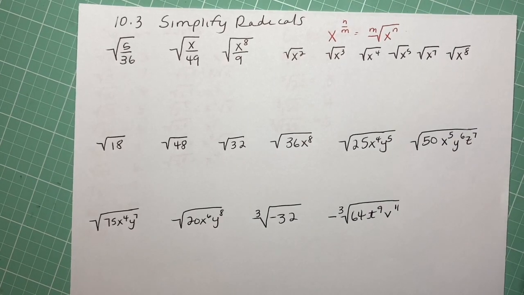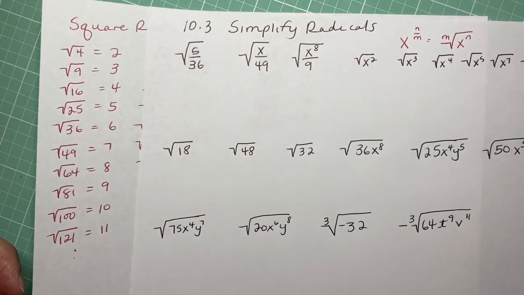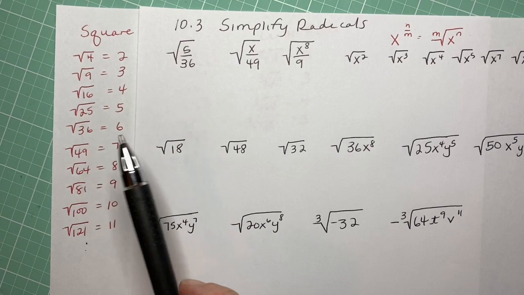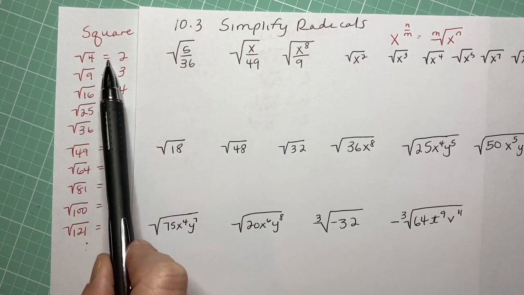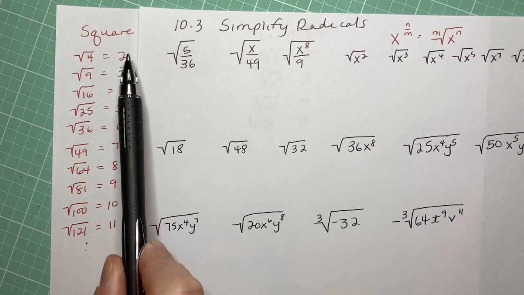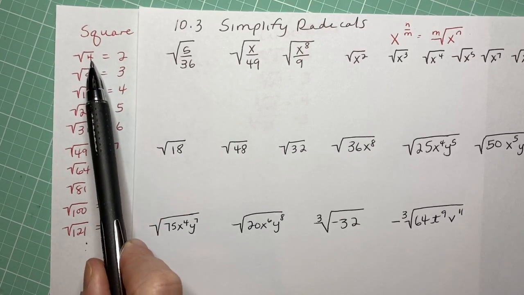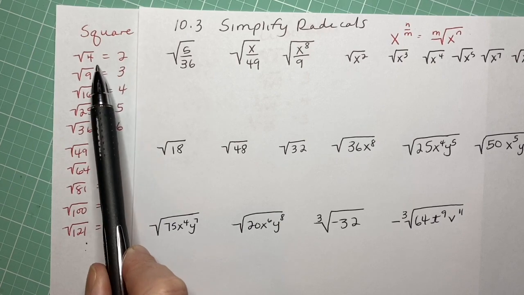Okay, let's look at 10.3, simplifying radicals. So last time we looked at square roots, and we talked about the square root of 4 being equal to 2, because 2 times 2 is 4. The square root of it is equal to 2.